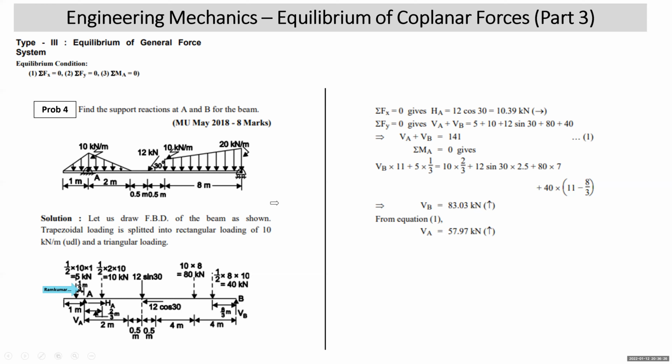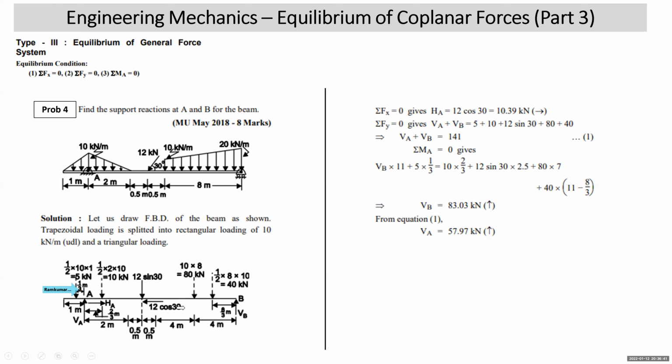Right. In the notes I have written first anti-clockwise movement on the left hand side. So we'll talk about anti-clockwise. VB is at what distance from A? 11 meter. 8 plus 1, 9 plus 2, 11.